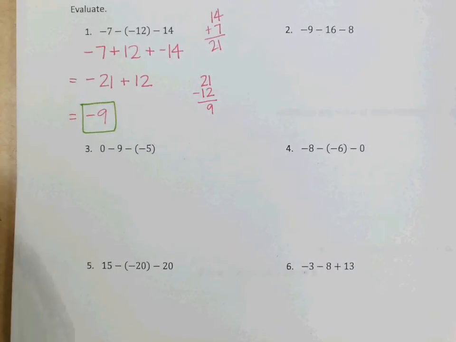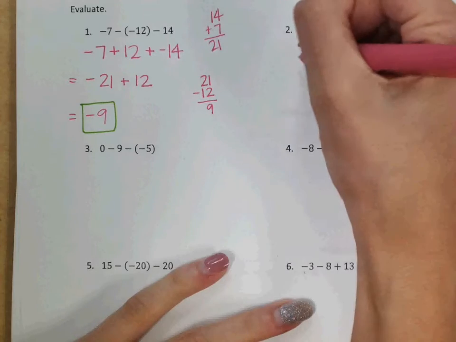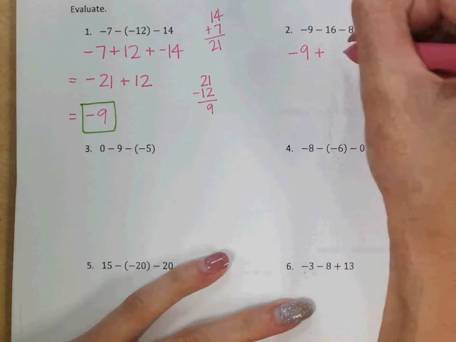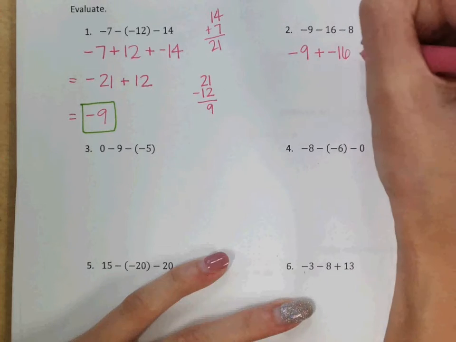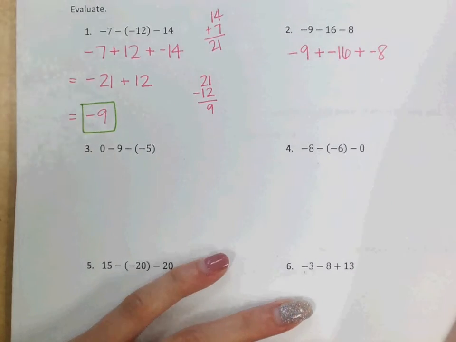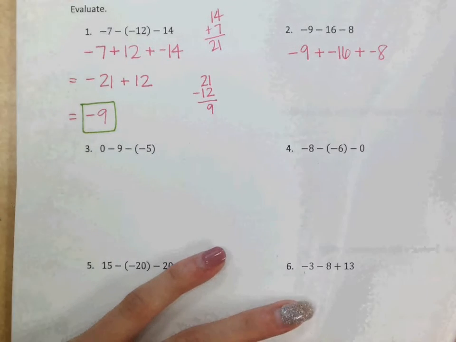Same thing for number 2. I'm going to change any subtraction to adding the opposite. So we keep the first number the same. Negative 9 plus the opposite of 16, so negative 16, plus the opposite of 8, which is negative 8. These numbers are all friends, so we can just go ahead and add them.